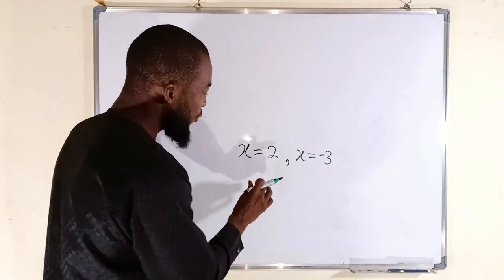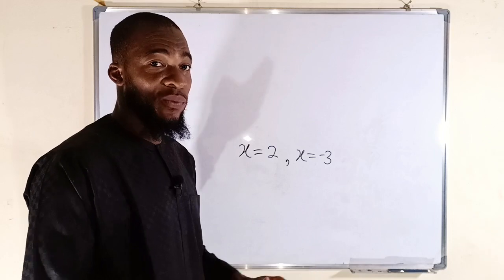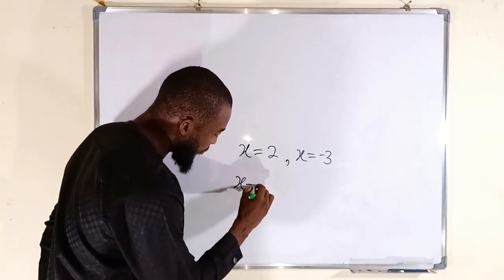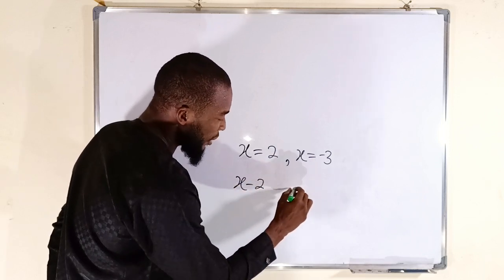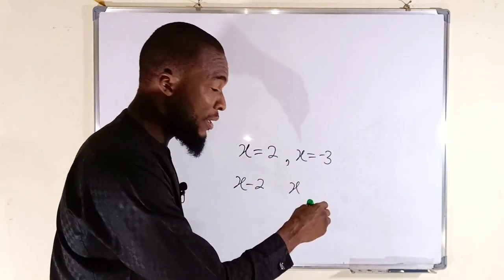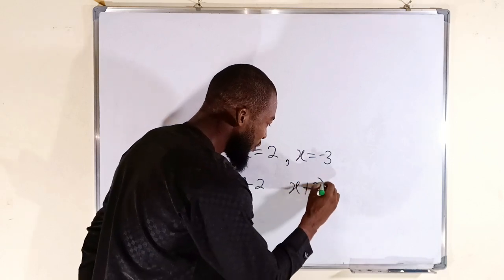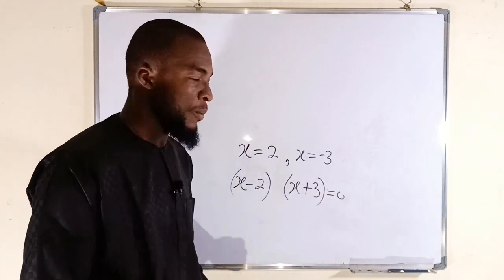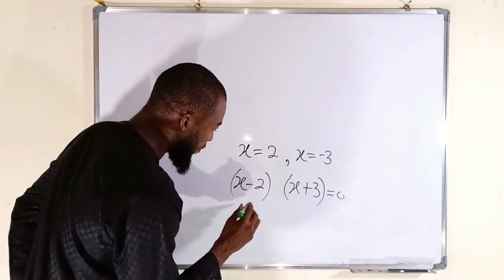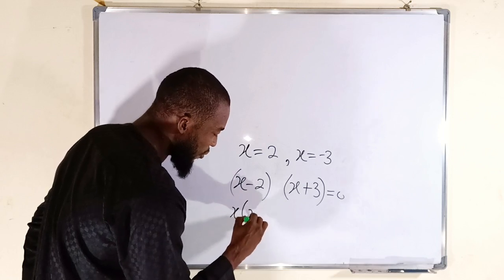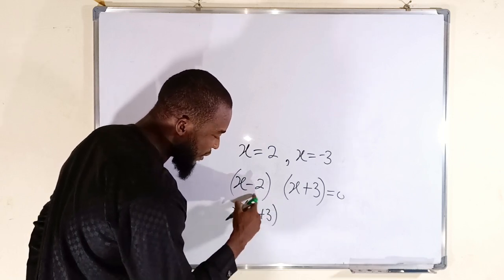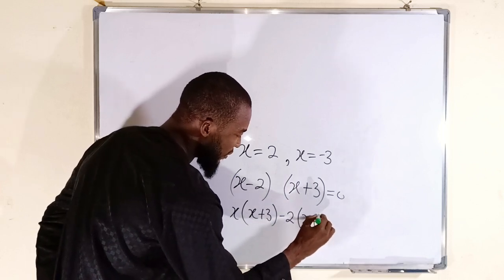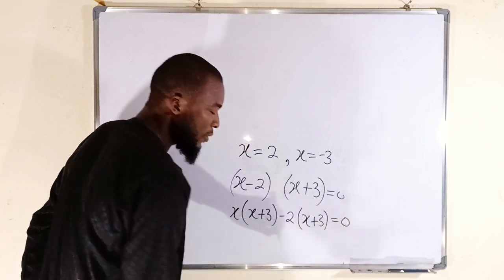The first one, you should know that if these are the solutions, we can transform them into factors. If you take 2 inside, it becomes negative, right? x minus 2. And if you take -3 inside, it becomes positive: x plus 3. So these are the two factors you need to multiply together and set equal to 0, and you are done. You distribute x over x plus 3, then you take -2 and distribute it over x plus 3, all of this equal to 0.